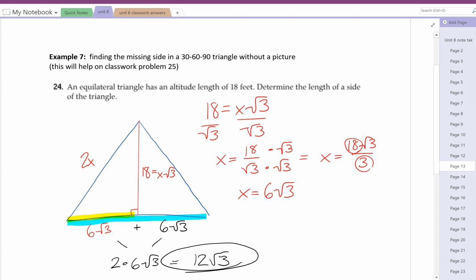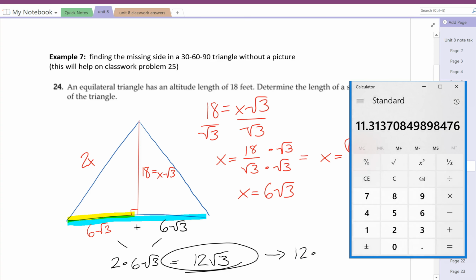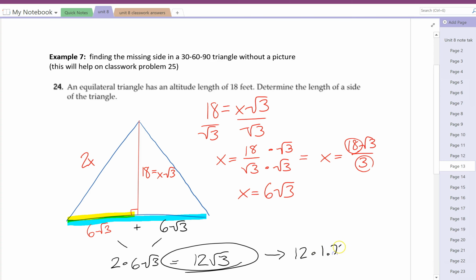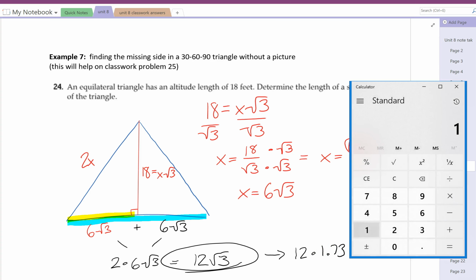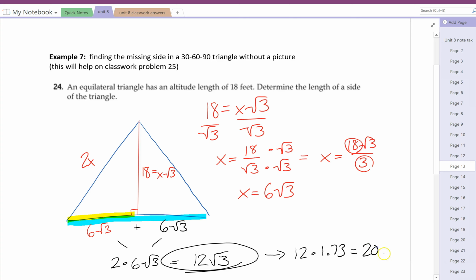And if I want to convert that to a decimal, I haven't really done this yet. You could probably figure it out. 12 times the square root of 3, if I want that as a number that's easier to grasp, I tend to prefer to put things in decimals. So all that means is 12 times, come to the calculator, square root of 3 is, let's just call it 1.73. So 12 times 1.73 is about 20.76. So the length of a side of an equilateral triangle with an altitude of 18 is about 21.